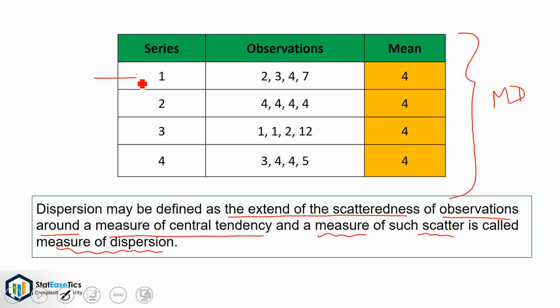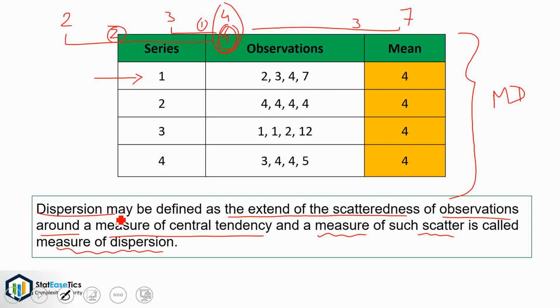Let's consider series 1. Here the observations are 2, 3, 4 and 7. You may be thinking why I have written them so scattered. So that's the answer: to see the scatteredness of them with respect to its mean. So we can see that the first observation is scattered by 2 units from its mean. The second observation is scattered by 1 unit. And the third observation is scattered by 0 units as it is same as the mean. And the fourth observation is scattered by 3 units from the mean.